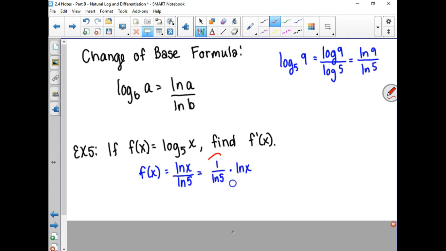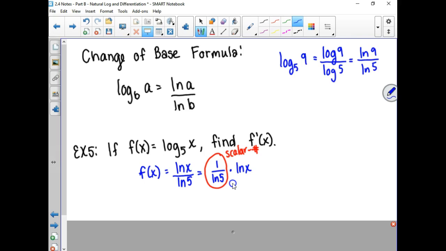And this is a scalar multiple here. It's just a number. If we just have a number out front, like a 2 or a 5 or a 7 or a 1 over natural log of 5, then we don't have to use it when we're taking the derivative. We just leave it out front, right?